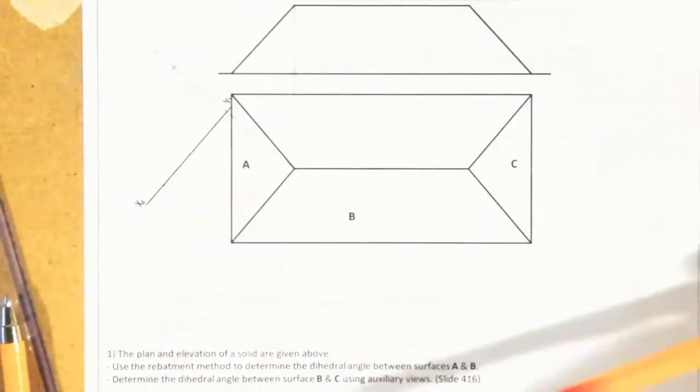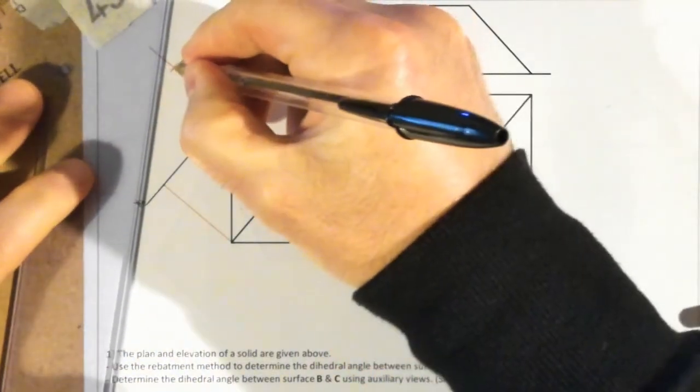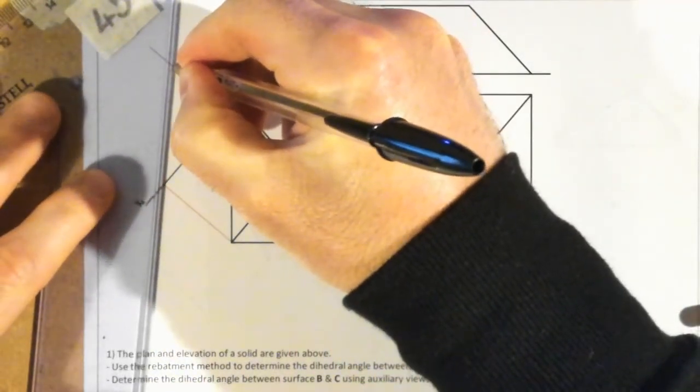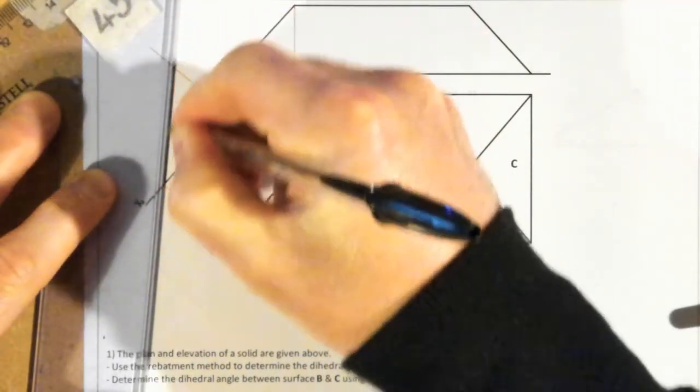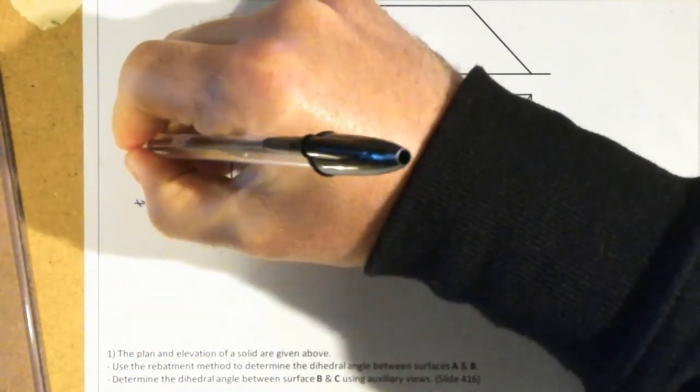Mark it up here. Okay, now what I have got there is the line of intersection, but more importantly, I have the line of intersection as a true length. Okay, so that is the line of intersection.